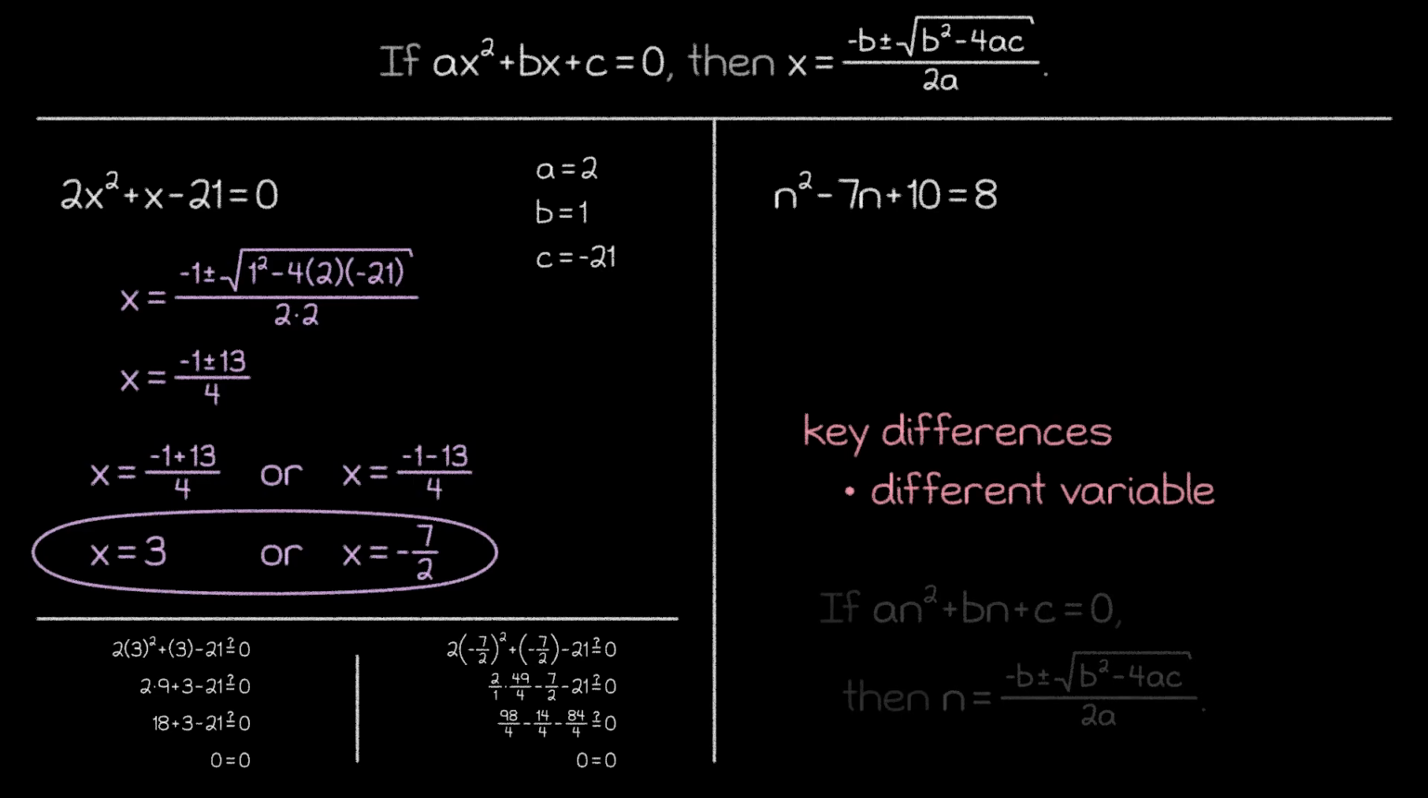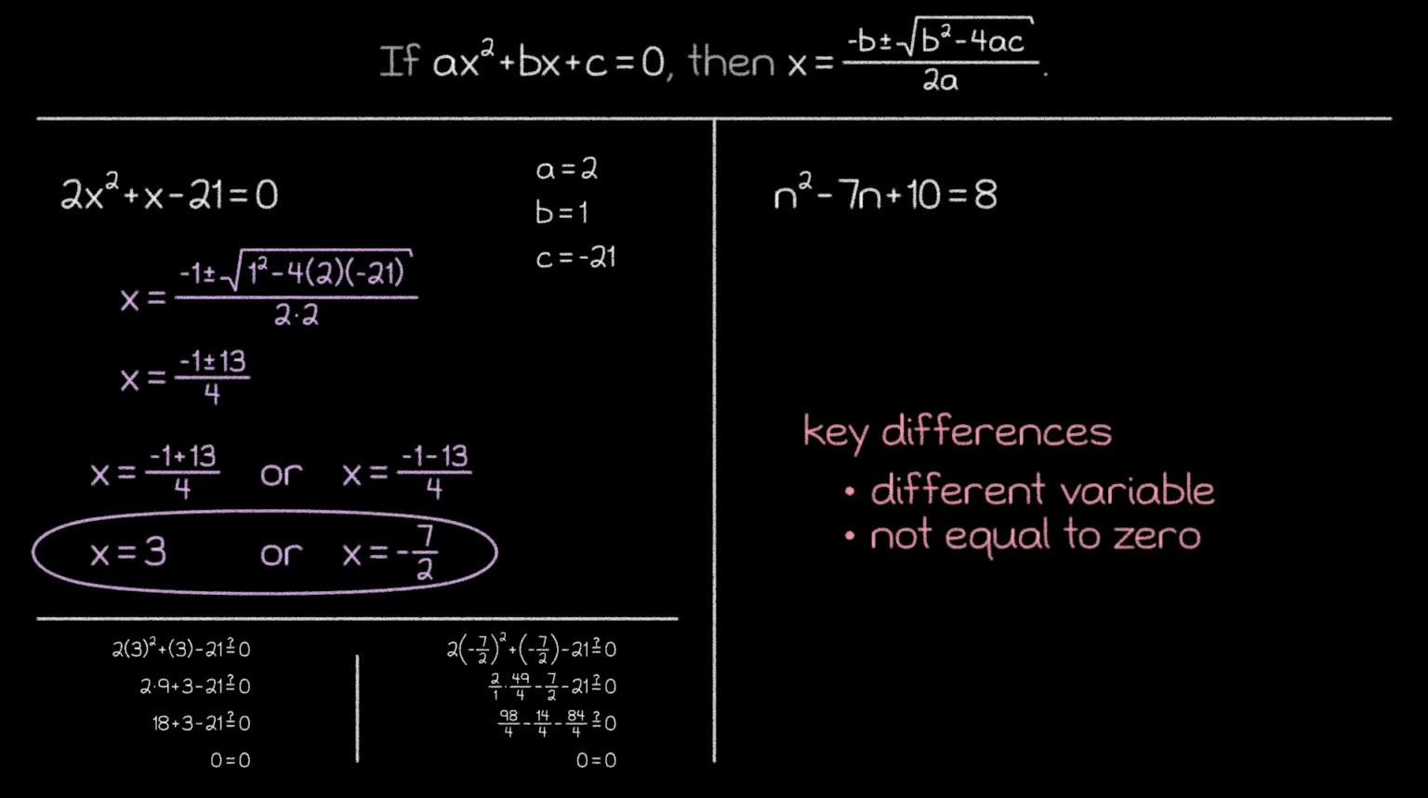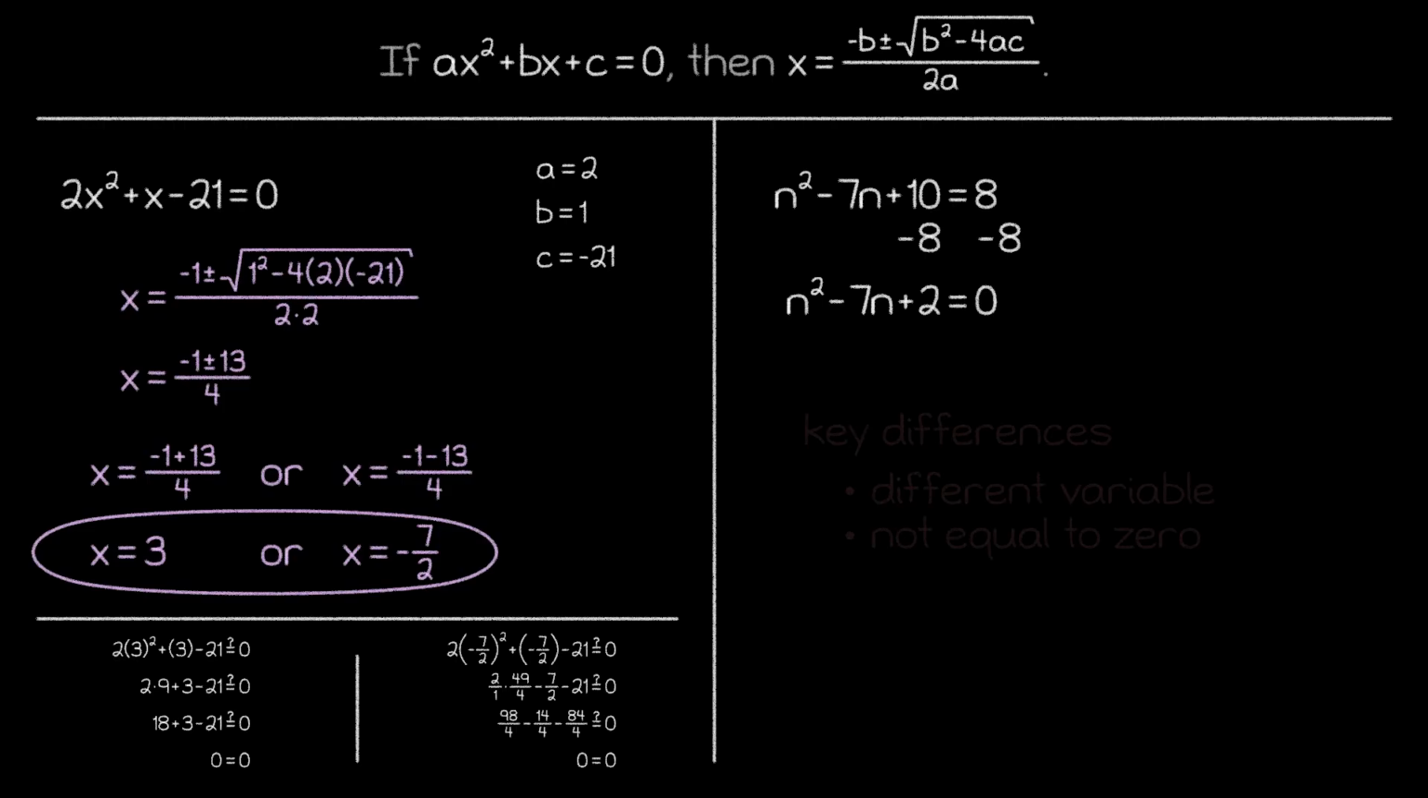Second, and more importantly, the quadratic expression is not equal to 0, so we need to start by subtracting 8 from both sides so that it is equal to 0. Once we do that, though, we're ready to identify our parameters of a, b, and c and apply the quadratic formula.